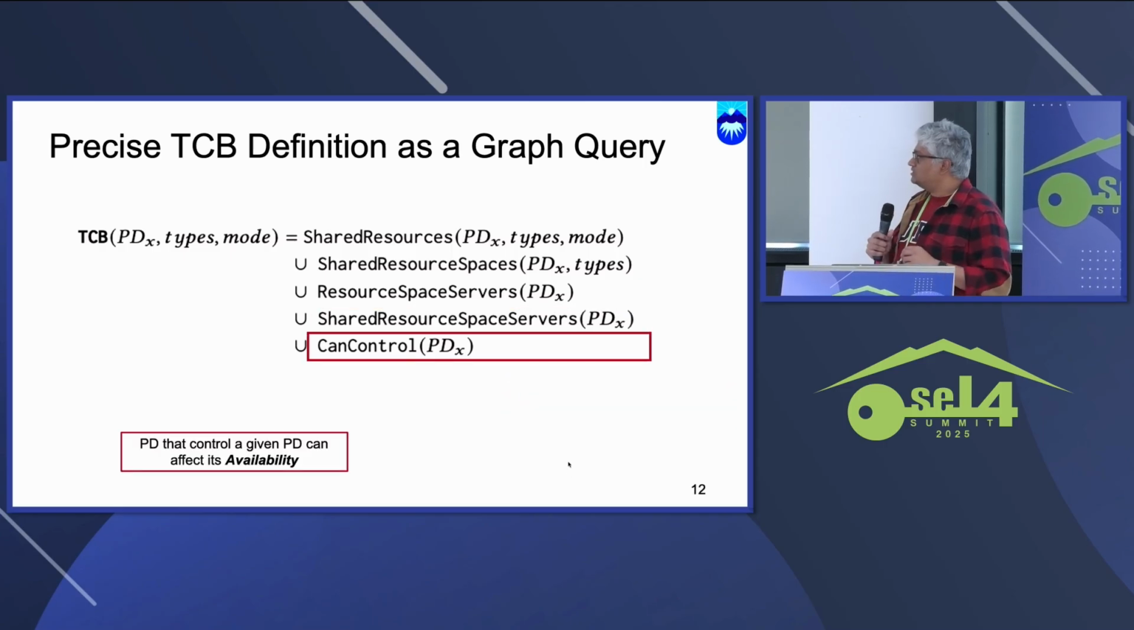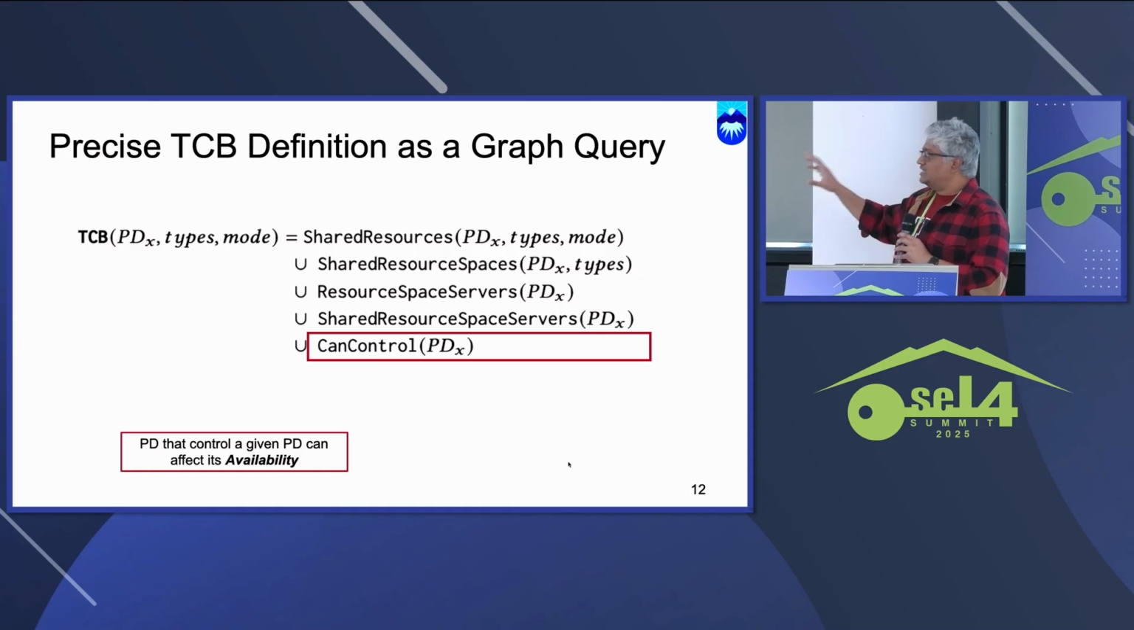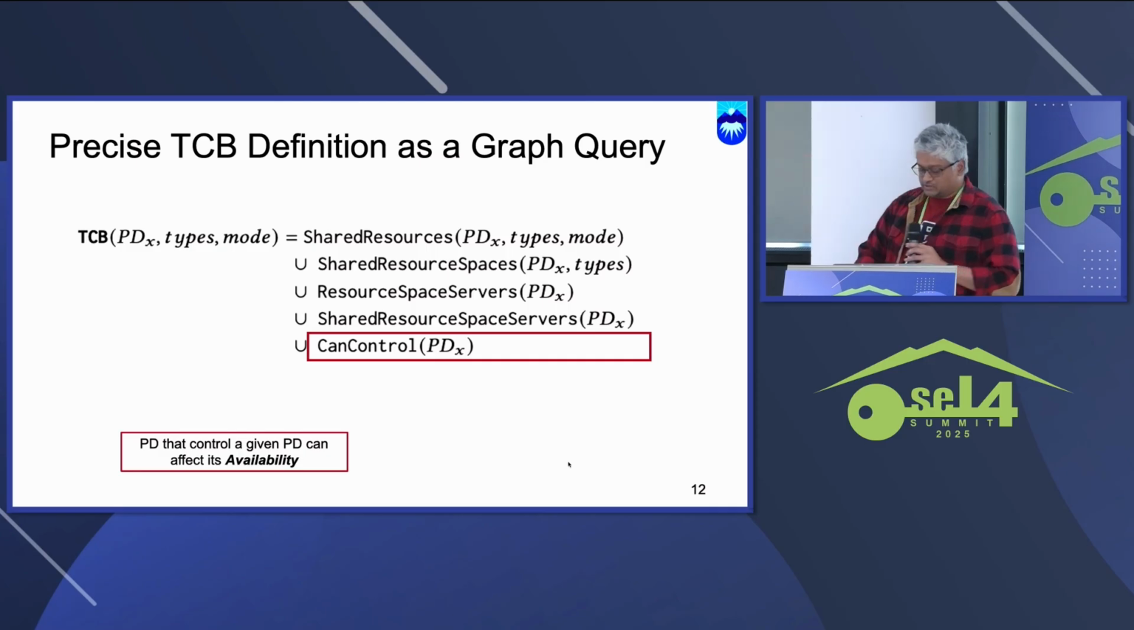And can control is finally any protection domain that has direct access to control the given protection domain. For example, if you can send a kill signal in Linux, or if you have the thread control block capability in seL4. So what we're trying to do is precisely define TCB in terms of Osmosis model queries, and the whole query is parameterized. You can focus on the things you care about, and you can tweak the types of resources you care about. We have a similar definition for impact boundary also, but we will not go into that today.